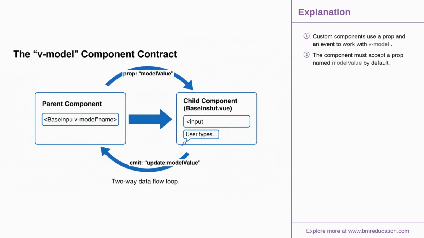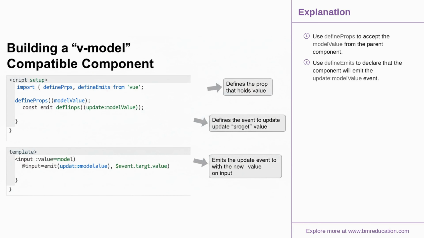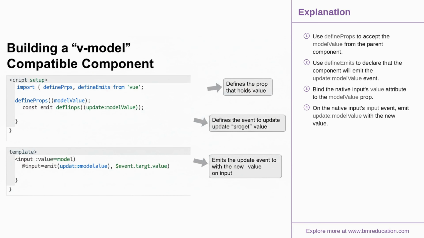To make a custom component compatible with v-model, it must follow a specific contract. In Vue 3, the component must accept a prop named modelValue and emit an event named update:modelValue whenever the value should change. Vue automatically wires v-model on your custom component to this prop and event. Let's look at the code for a v-model-compatible BaseInput component.